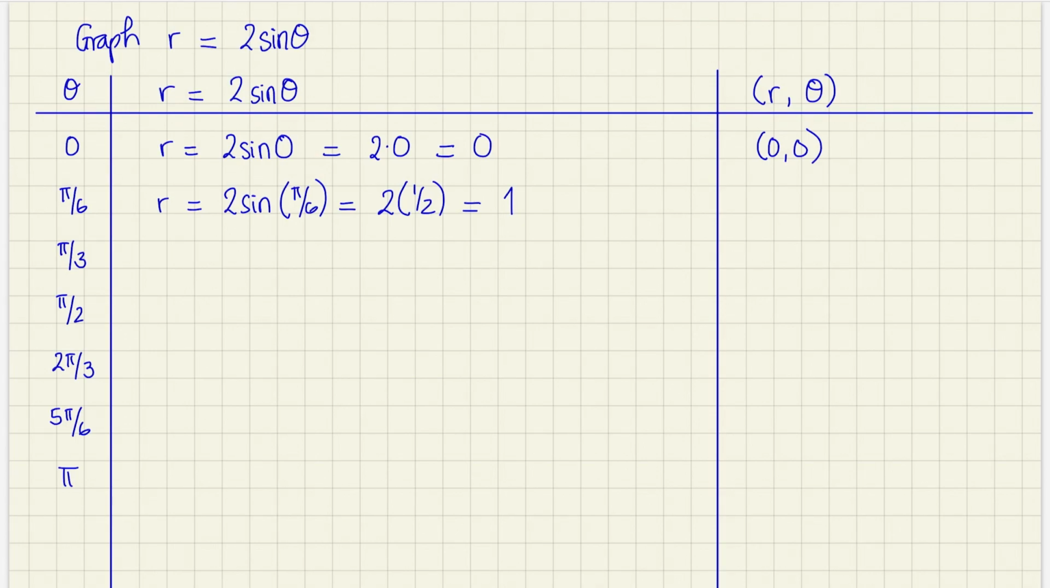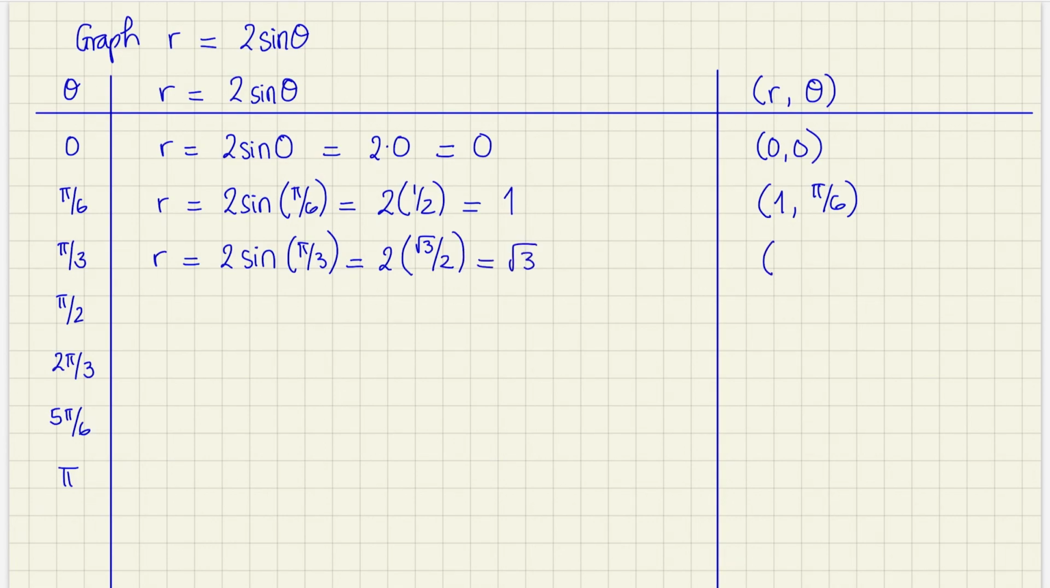So the second pair is 1 comma pi over 6. This is r comma theta. If theta is pi over 3, I'll have 2 times sine of pi over 3. Sine of pi over 3 is root 3 over 2. So I have 2 times root 3 over 2, which is root 3. And that is root 3 comma pi over 3.